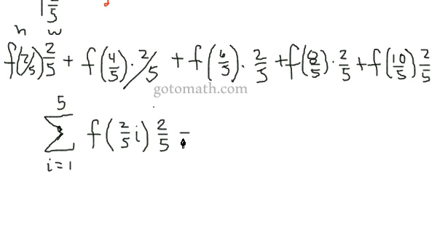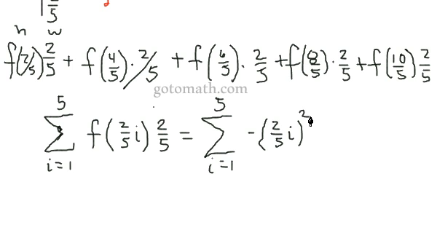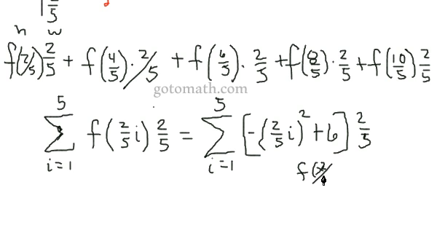Now what I'm going to go ahead and do now is take this and plug this 2/5 I actually into our function. So we end up having the sum of I going from 1 to 5 of negative, we have 2/5 I squared plus 6, and I'll just put a bracket around this, and of course times 2/5. So as you can see here, this is our function. This is f of, well, I should say f of 2/5 I here. Alright, so this piece right here is our f of 2/5 I.